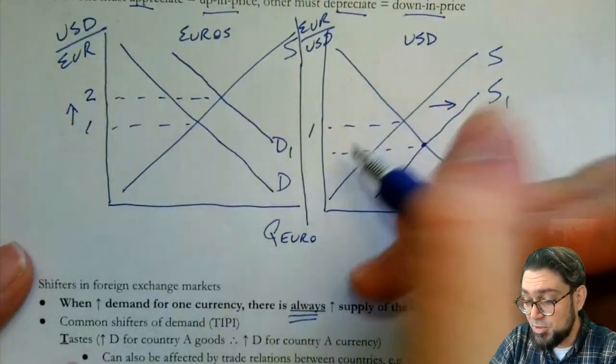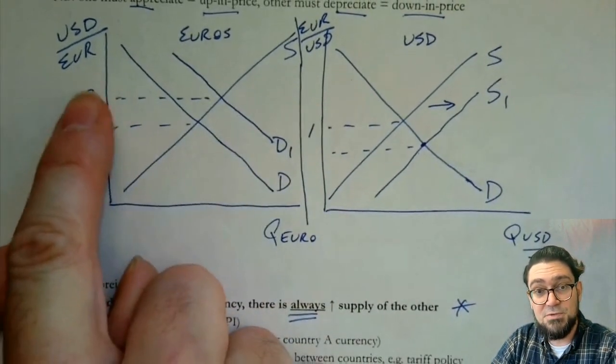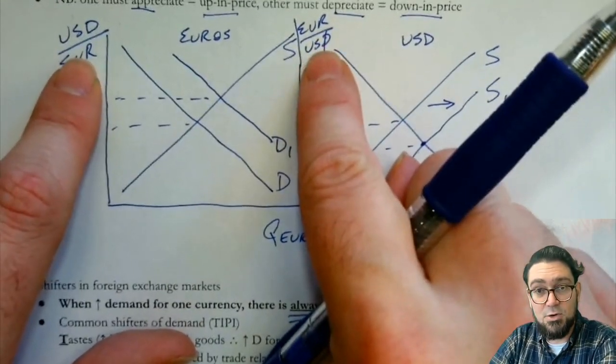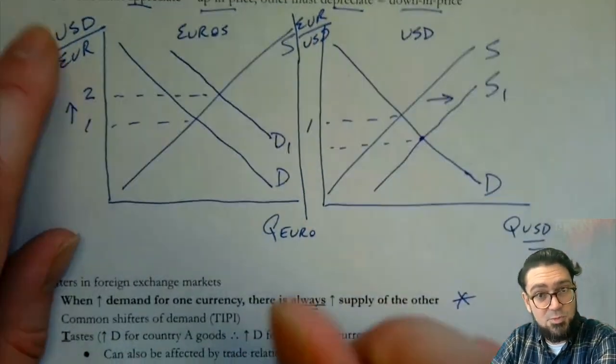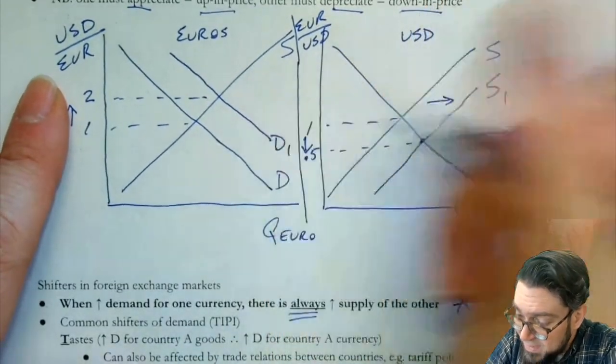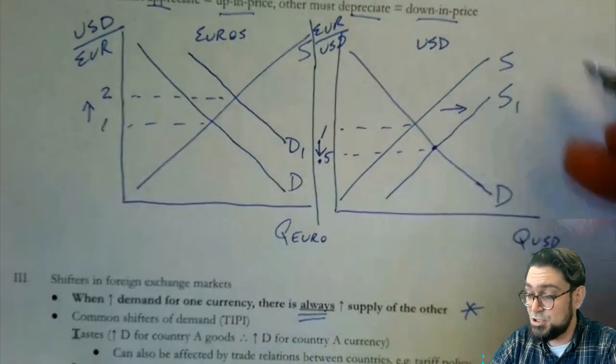Now, this new number, right? This new number is actually going to be the reciprocal of this number. That's because, notice the axes, right? Euro over dollars is the same thing as a reciprocal of dollars over euros. So this is going to be 0.5, and we would say the dollar depreciated, right?